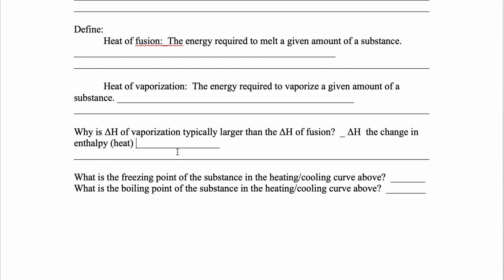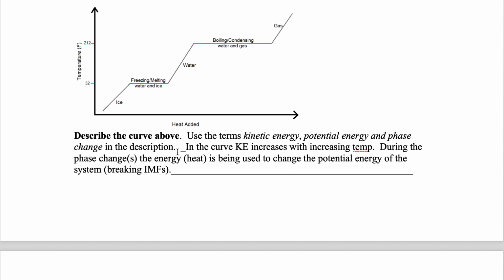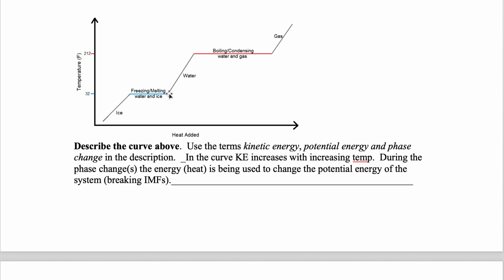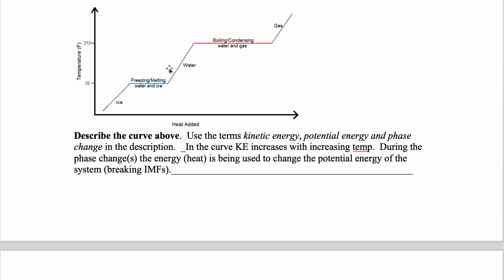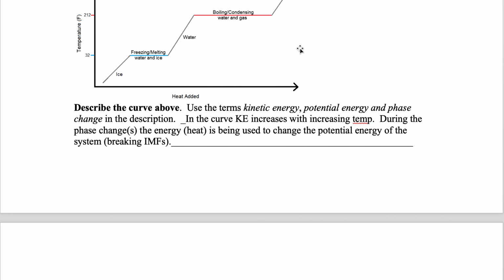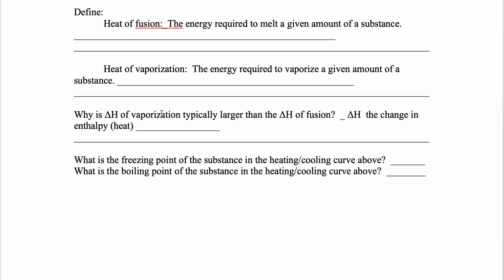And the reason is, and if we were there together, I would make you tell me. The reason is, oh, God, Lord, I'm out of breath. The reason is that in the melting process, some IMFs have to be broken, whereas in the evaporation process, all of them have to be broken. So there are more forces of attraction broken in the evaporation process than in the melting process.